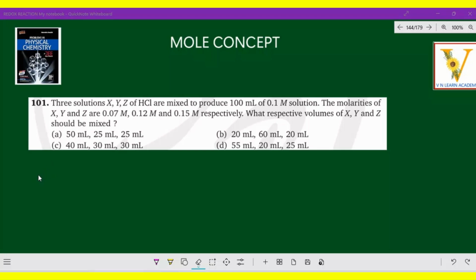Friends, today we are going to see some more interesting and important questions from Narendra Avasthi sir's physical chemistry, mole concept. Come on, let us discuss a few more questions from this session.